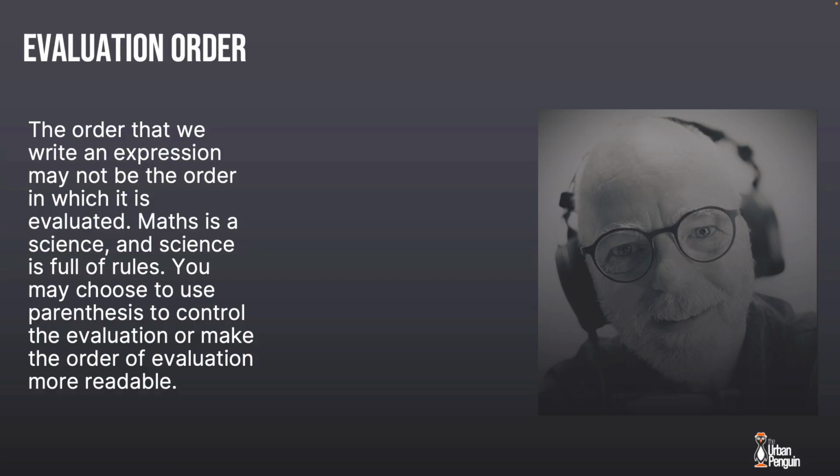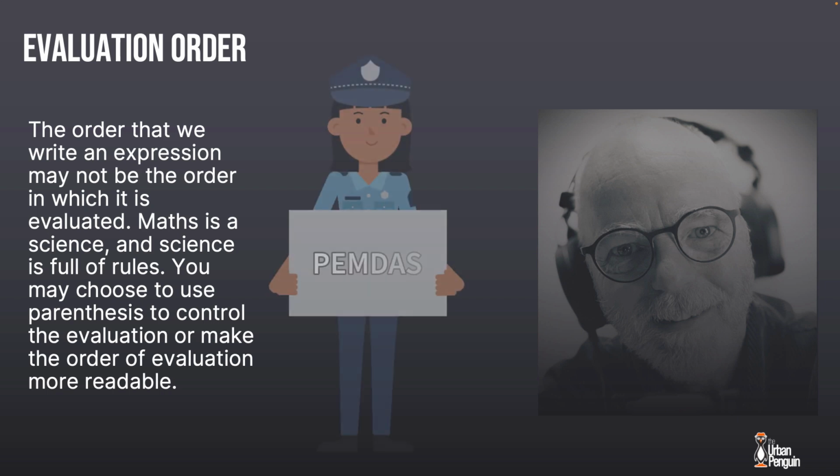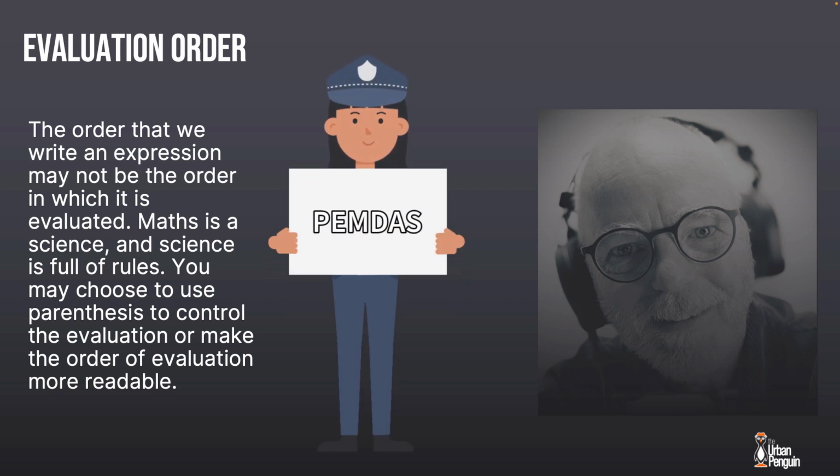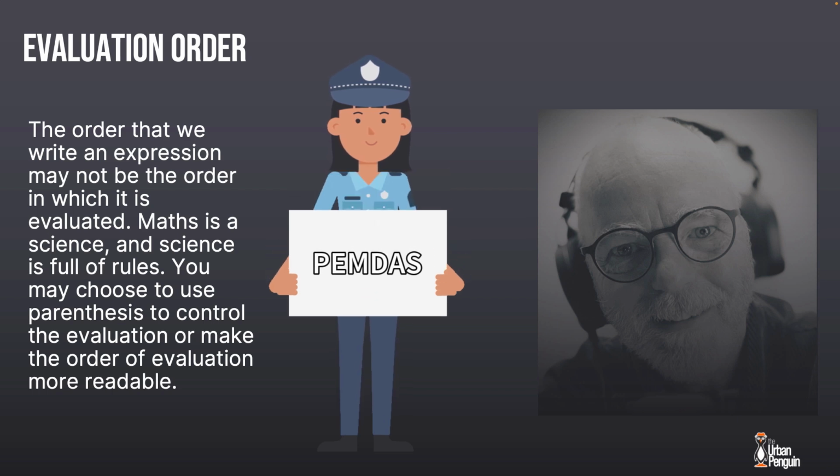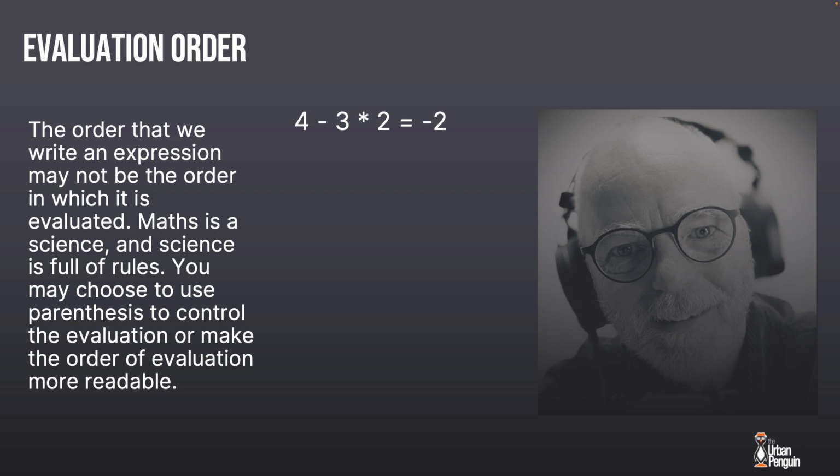When we look at the all-important evaluation order, the way that we write things from left to right is not necessarily going to be the order of evaluation when we look at the science of mathematics. There are a set of rules to govern the evaluation order. So when we look at something like this, we might have written it as 4 minus 3 multiplied by 2. But the multiplication is going to happen before the subtraction. So it becomes 3 multiplied by 2, giving us 6. And then 4 minus 6, which gives the result of minus 2.